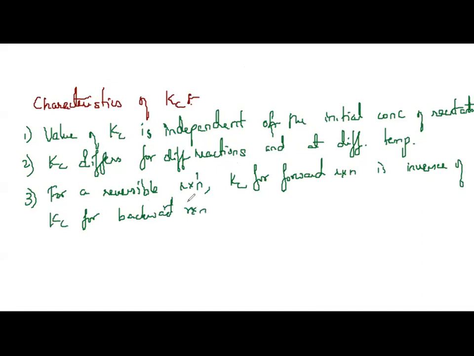So the equilibrium constant for the forward reaction: if you write the equation, Kc is equal to [C]^c into [D]^d divided by [A]^a into [B]^b. A and B are reactants, C and D are products. So this is for the forward reaction.